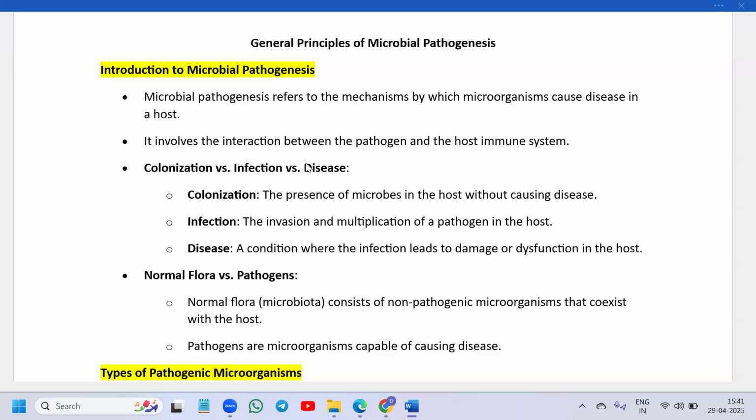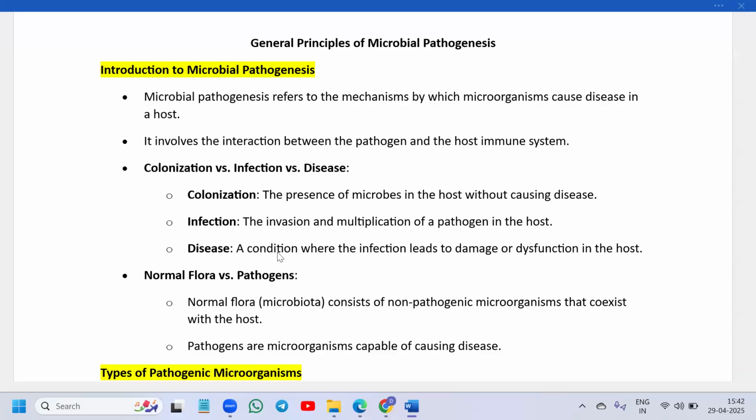Colonization versus infection versus disease. So what is colonization? The presence of microbes in the host without causing a disease. The microbe has just entered the body and has started to find its place. Suppose it is a lung infection, it has entered your body through your respiratory tract and has colonized in the lungs. If it is an intestinal infection, it has colonized in your intestine. First it will find its place, after that it is going to multiply, and after that it is going to invade your organs and then cause disease. So at the point of colonization, there is no symptom, so no disease has happened.